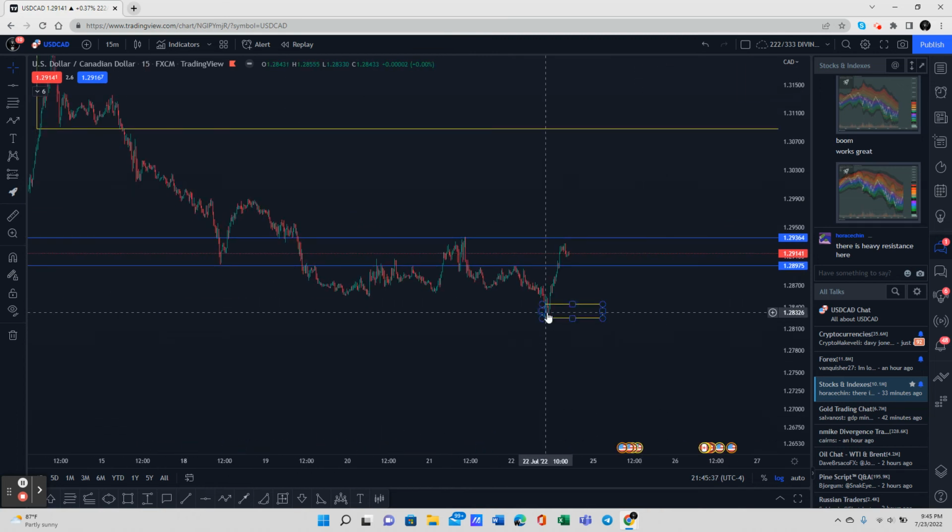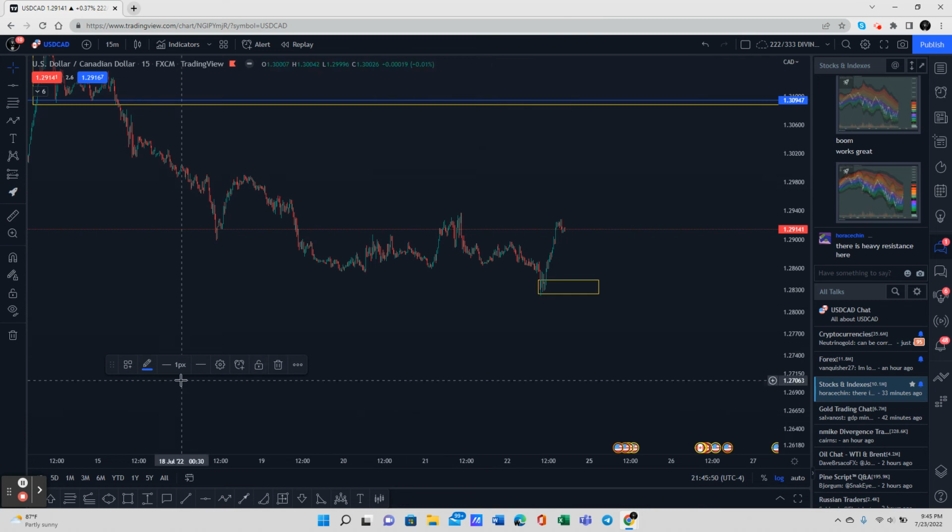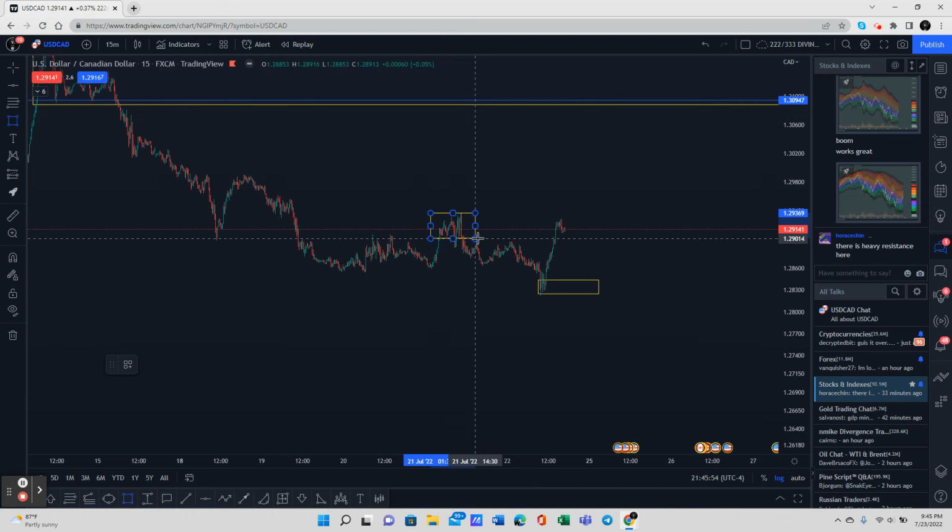All right, so this area right here is a demand area. All right, look, this was supply up here. Why? Because this is where price ultimately dropped. Let's get rid of these, get this off the screen. All right, so look right here. This is on 15 minutes, of course.